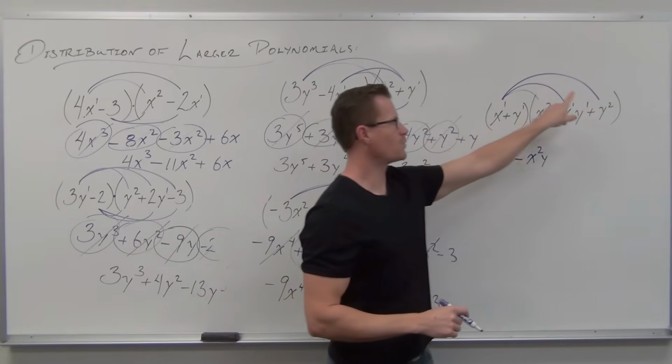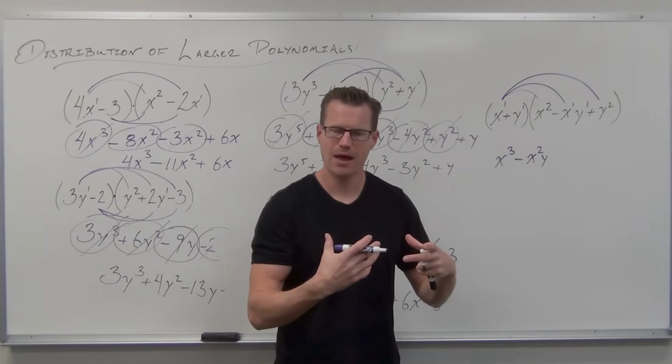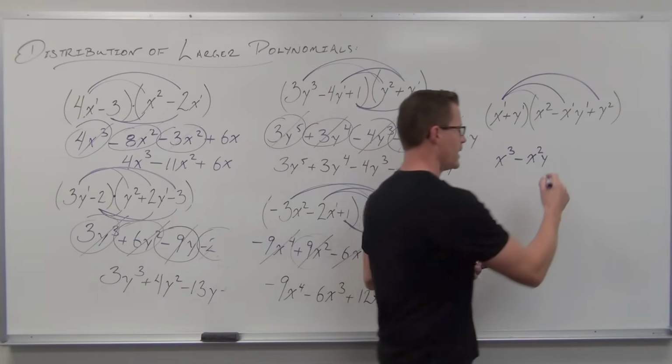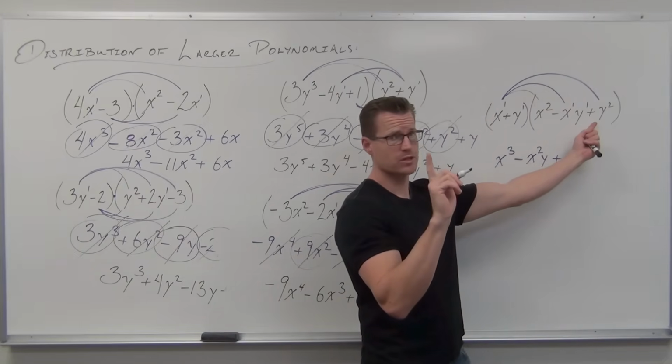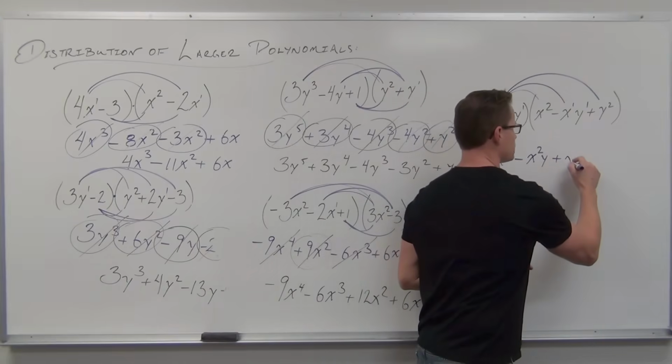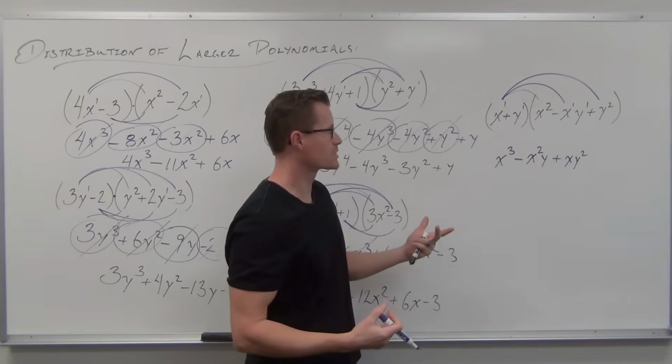X to the first times y to the second. There's no exponent rule that says to add those, but I can multiply. I just get 1 times 1 is 1, so we'll put plus 1, x, y to the second. No exponent rules to do there.